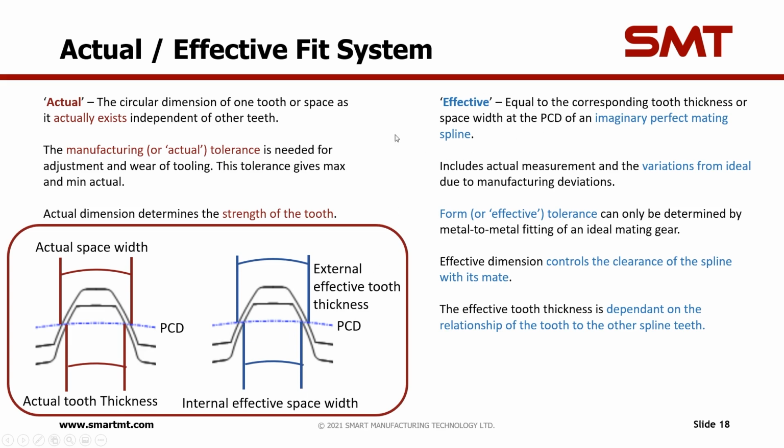So with that in mind, reading that again: equal to the corresponding tooth thickness or space width from the actual at the PCD of an imaginary perfect mating spline. So if there were no clearances, for example, no spaces, they just fit perfectly together. The effective measurements include the actual measurements and the variations from ideal due to manufacturing deviations. The form tolerances that we're calling the effective can only be determined by metal to metal fitting of that ideal mating gear. Again, just reiterating what we were saying up here: metal to metal fitting, no clearances whatsoever.